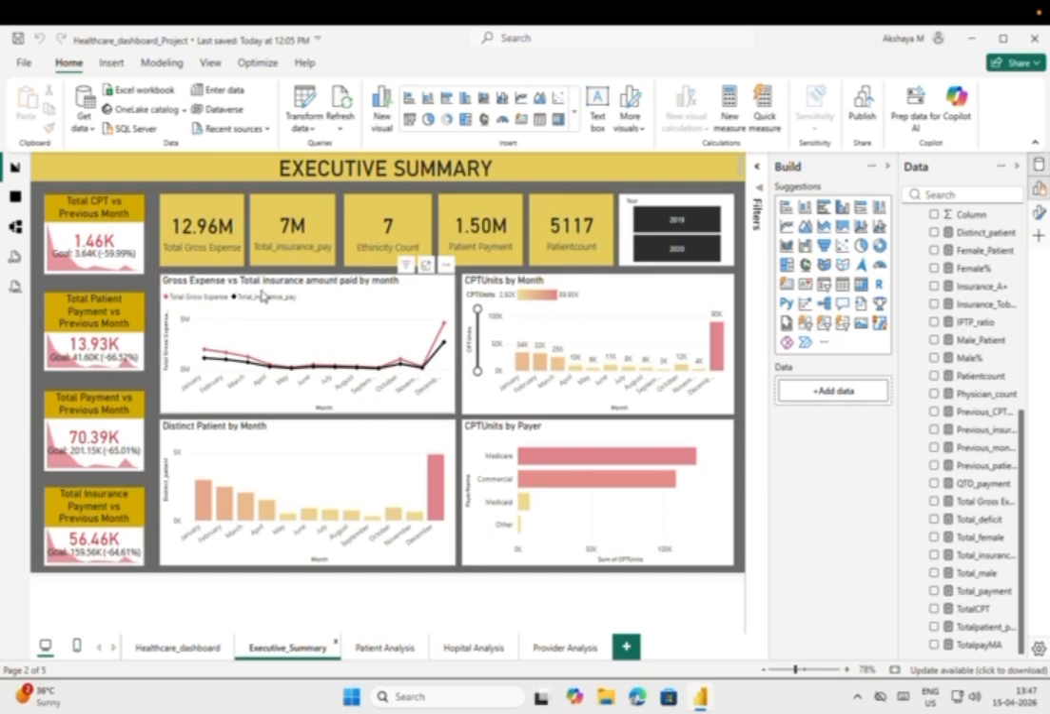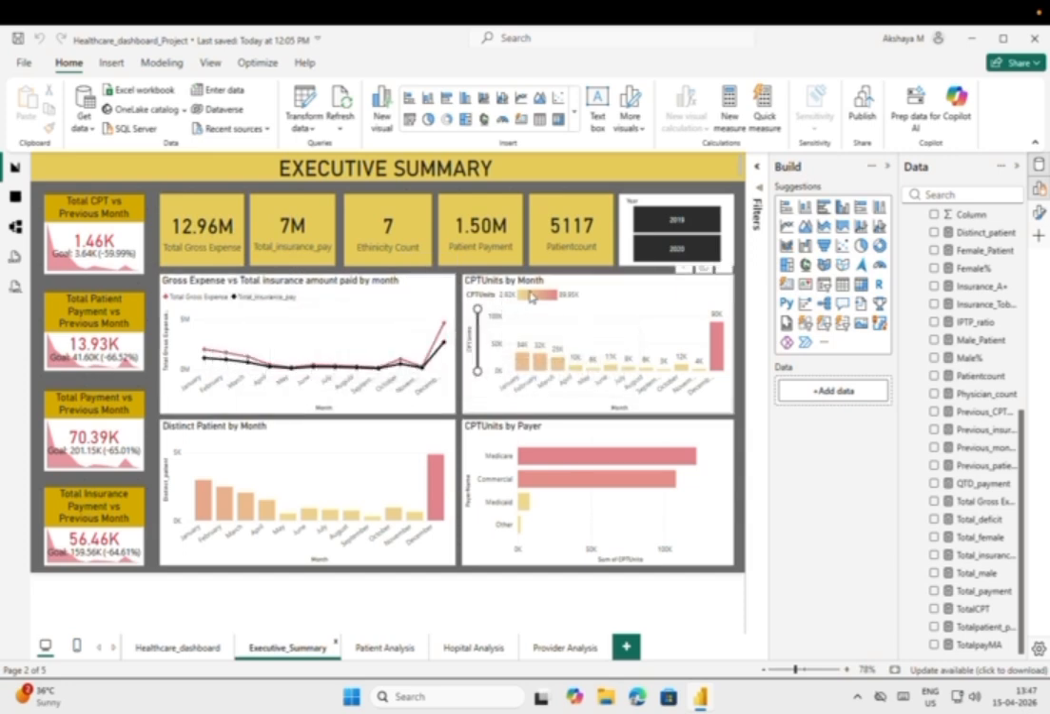Total gross expense and total insurance amount paid by month. The red line is the total gross expense and the black line is the total insurance payment. When compared to total gross expense, the insurance amount paid was less. We can see from this.